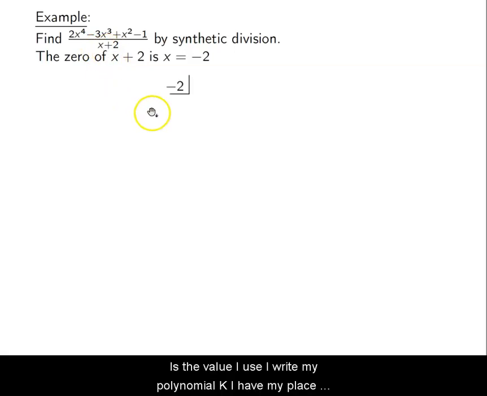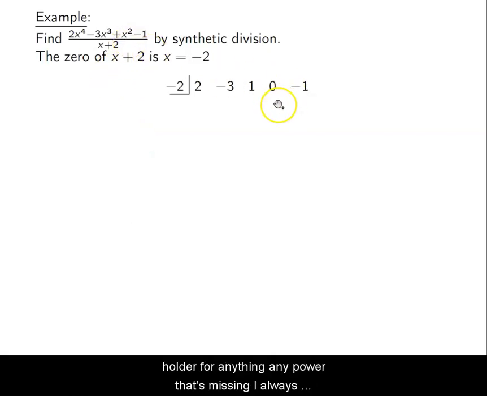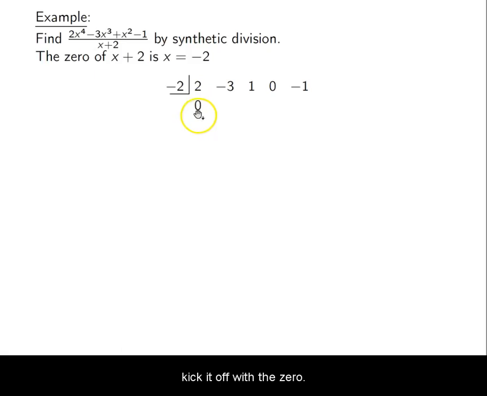-2 is the value I use. I write my polynomial, okay? I have my placeholder for any power that's missing, okay? I always kick it off with a 0. I'm going to add them together. So it goes very fast, right?